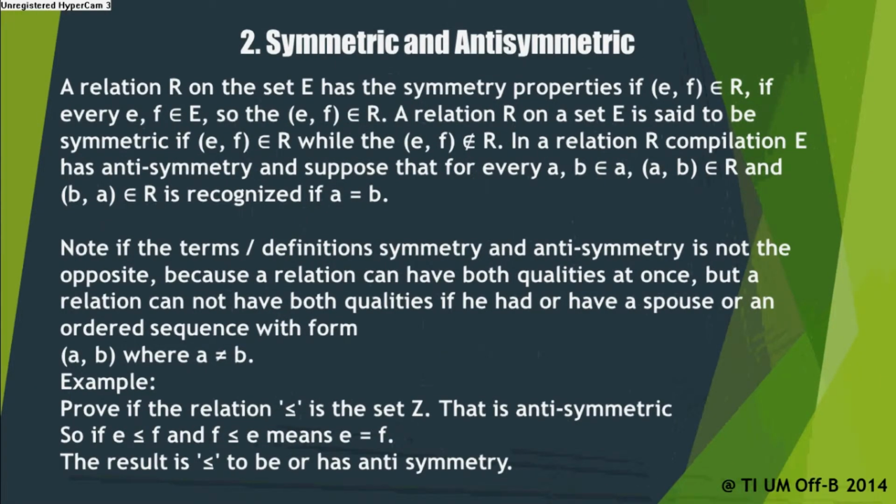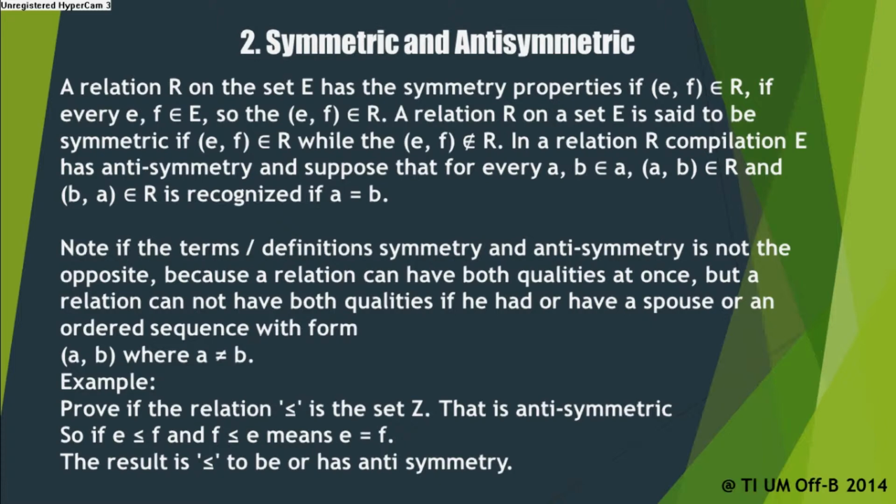Number 2. Symmetric and antisymmetric. A relation R on the set E has the symmetry property if (e, f) ∈ R, then (f, e) ∈ R. So, a relation R on a set E is said to be symmetric if (e, f) ∈ R, while if (e, f) ∈ R but (f, e) ∉ R, it is not symmetric.